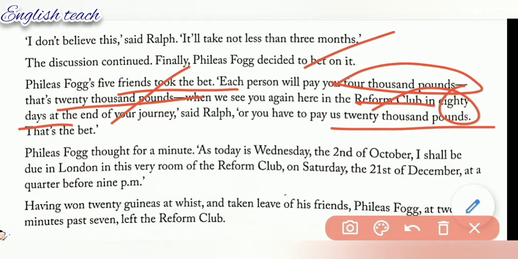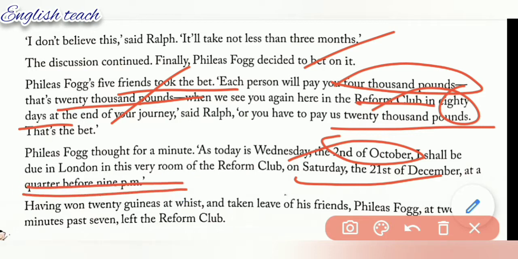So this is the bet given by the friends among them. And Phileas Fogg thought for a minute: as today is Wednesday, the 2nd of October, he starts the journey. "I shall be due in London in this very room of the Reform Club on Saturday, the 21st of December, at a quarter before 9 p.m." So he promised he would be in the Reform Club before 9 p.m.